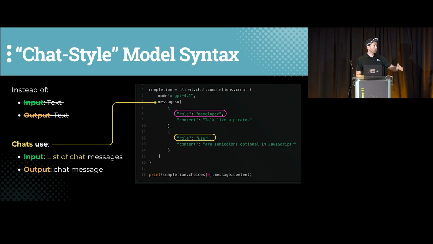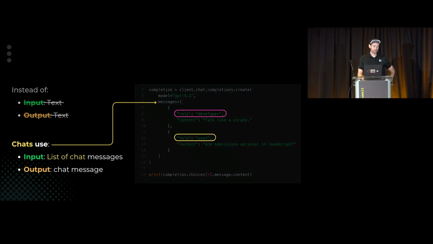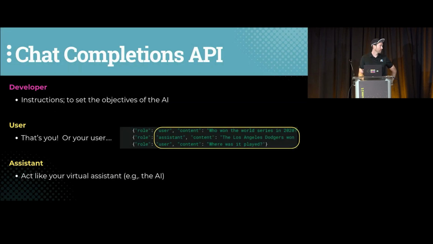You can look at the roles, and you have this conversation happening in the API when you start to build these applications. The developer, those are the instructions. That's what you're going to work on. The user is, of course, you testing it, or your actual user. And the assistant is either you acting like your user, or acting like the AI, or it's you actually getting feedback from the AI.